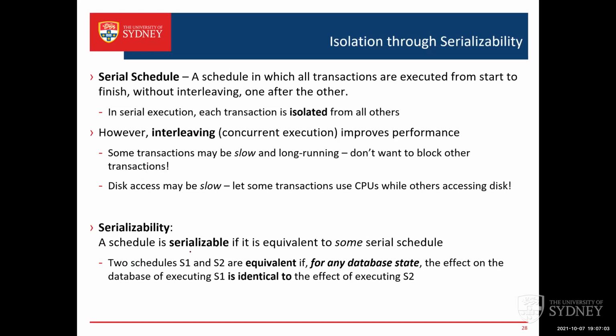An interleaving schedule is serializable if it is equivalent to some serial schedule. Equivalent means the output will be the same as running them one after another, whatever the order is, that doesn't matter. If two schedules produce the same output, we'll say these two schedules are equivalent. Okay, and that interleaved schedule will be serializable.